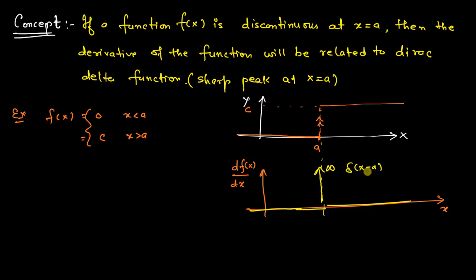This is delta of x minus a. And what is the strength of this delta function? It is c, because the amount of discontinuity here was c. So it's better to represent that as c times delta of x minus a, where c is the strength of the Dirac delta function, or the amount of discontinuity. And how do we calculate this? It is the area under the df/dx curve.